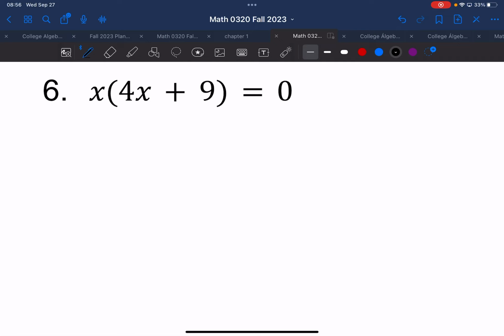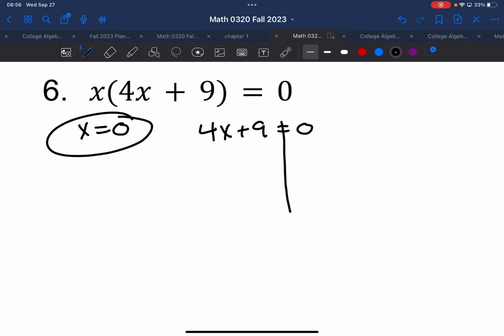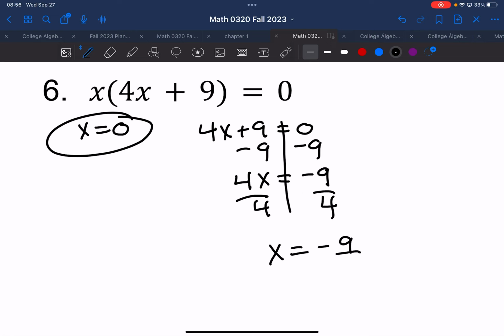So for this one, you should have got x equals 0, because we set that first term equal to 0, so that gives us our first answer. And then 4x plus 9 equals 0. We would have to subtract the 9 from both sides. And we get 4x equals -9. Divide by 4, and we get x is equal to -9/4. So those are the two answers you should have got, 0 and -9/4.